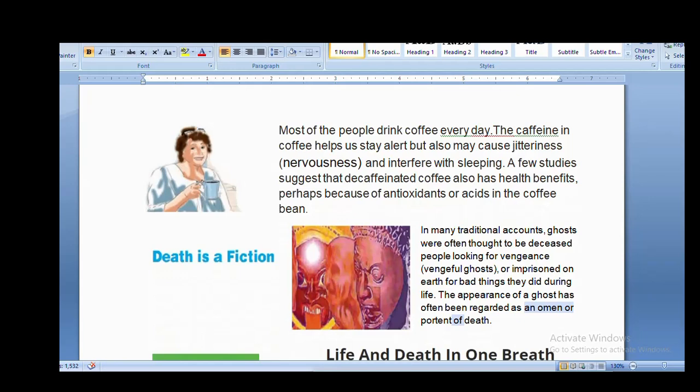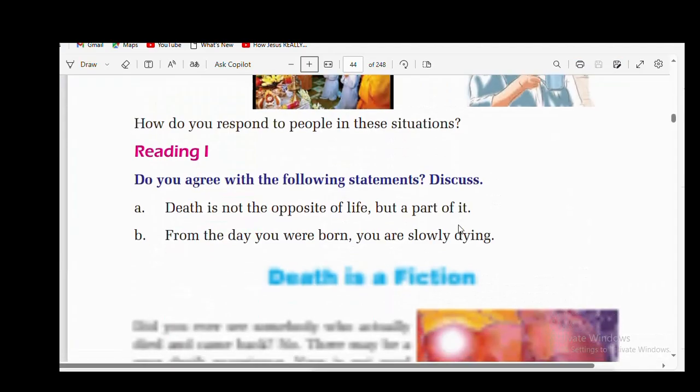So this picture, in many traditional accounts, ghosts were often thought to be deceased people looking for vengeance, or vengeful ghosts, or imprisoned on earth for bad things they did during their life. The appearance of a ghost has often been regarded as an omen or bad sign or portent of death, probability of death. Now I will take you to the text given in reading 1.